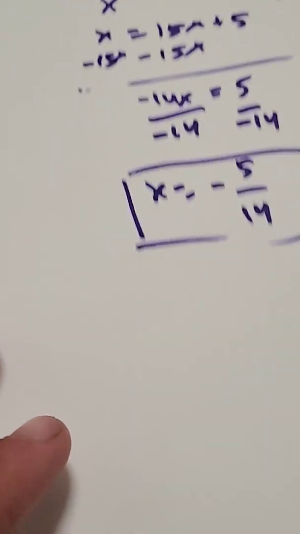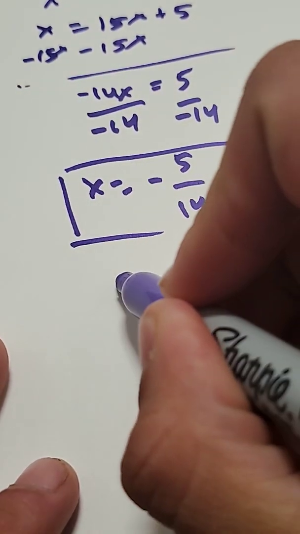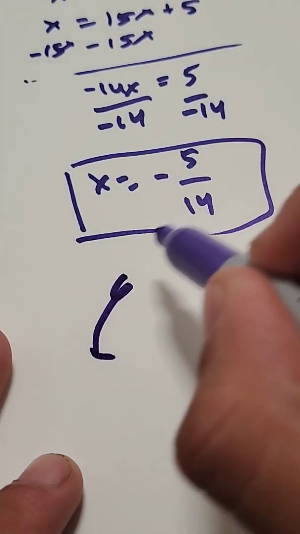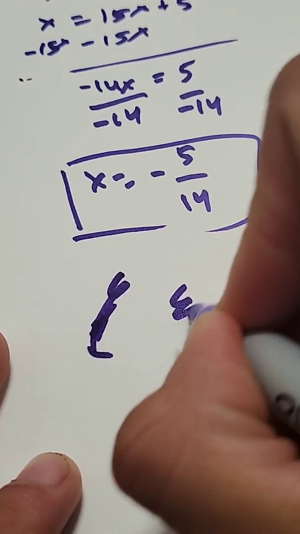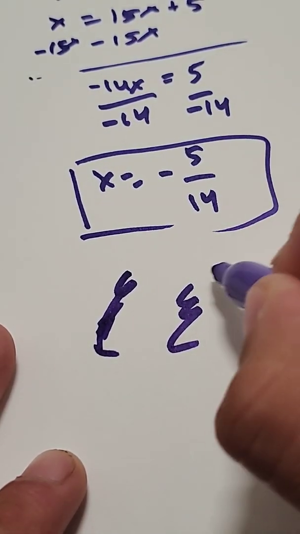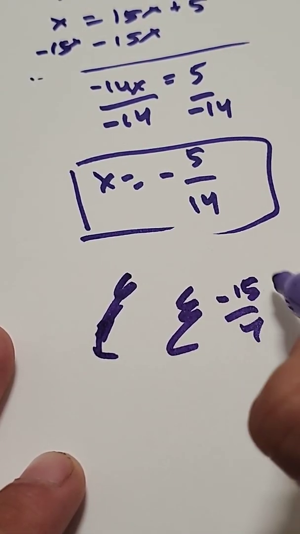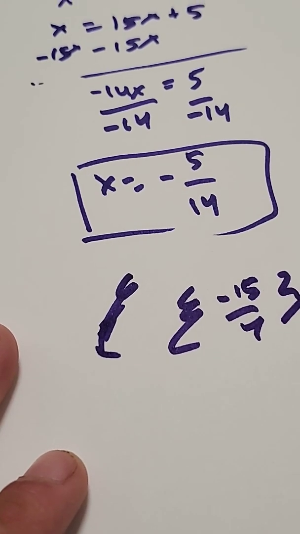And in solution braces, in our set braces, negative 5 over 14 is an acceptable value.